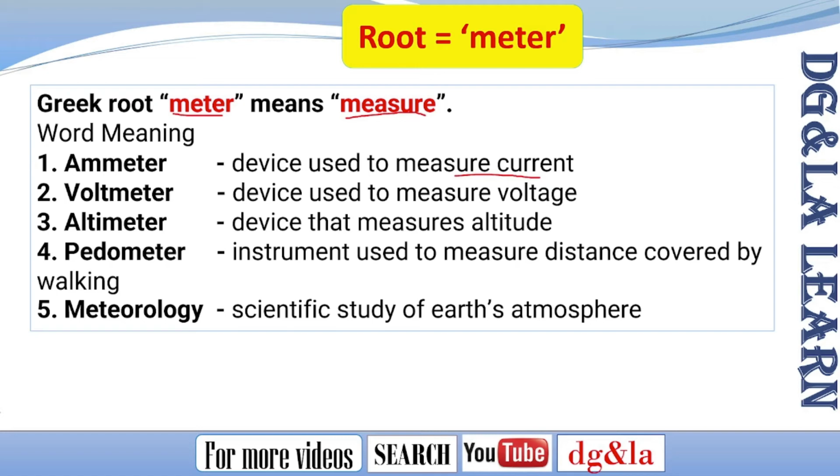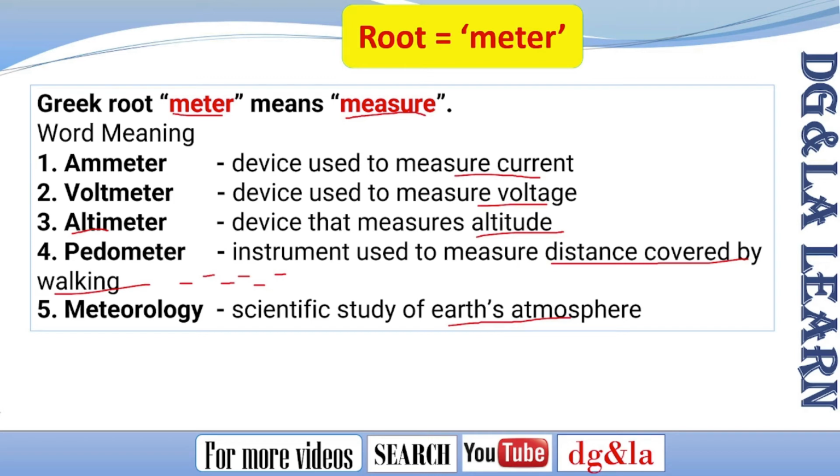Voltmeter, as we can say directly from the word itself, measures voltage. Next is altimeter. Altimeter, which means altitude, measures altitude. Next one is pedometer, used to measure distance covered by walking, which means it counts the number of steps taken and thus estimates the distance walked. That is pedometer.